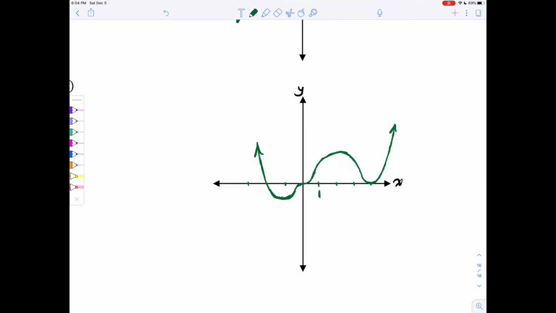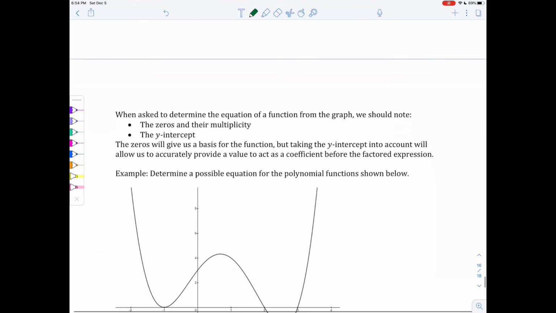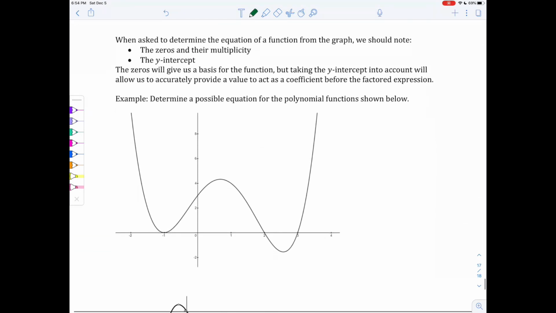On the next page, just 2 more examples left. Thanks for bearing with us here. We're going to determine the equation of some graphs.